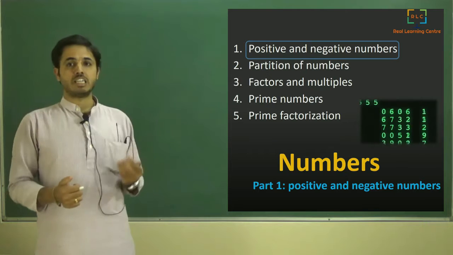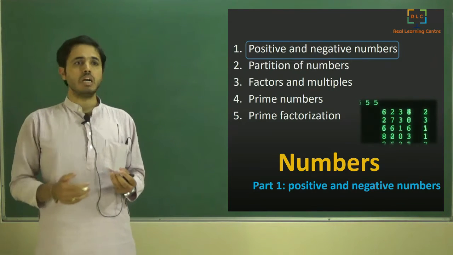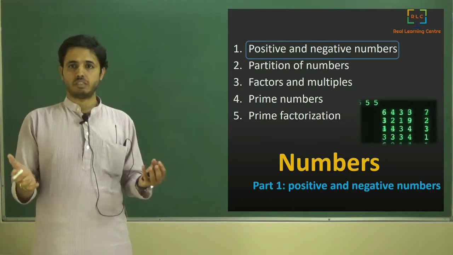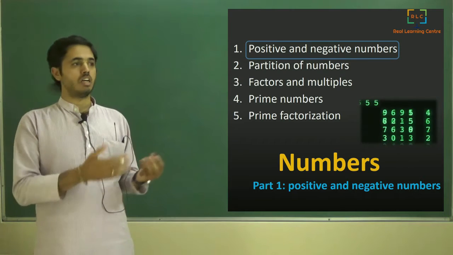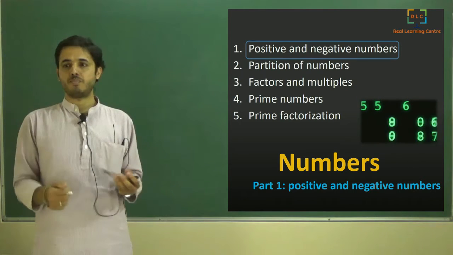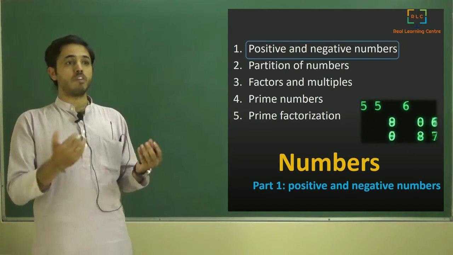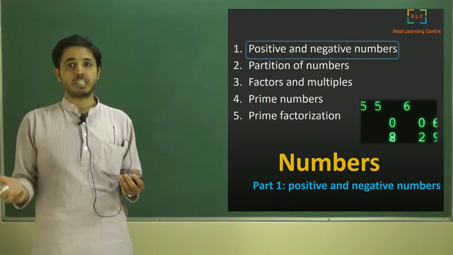And then the second subtopic, partition of numbers. Given a number, how do you cut it into 2 parts? For example, 7, 4 plus 3 or 2 plus 5. And how do we use this partition to our benefit while performing addition or multiplication?